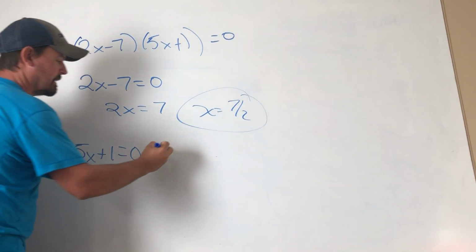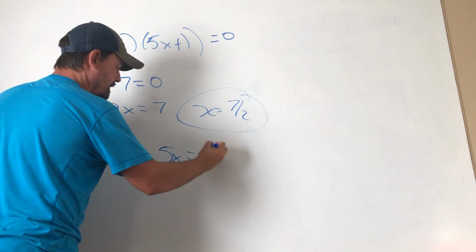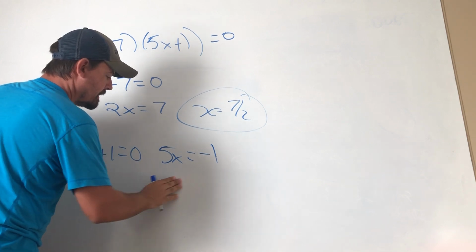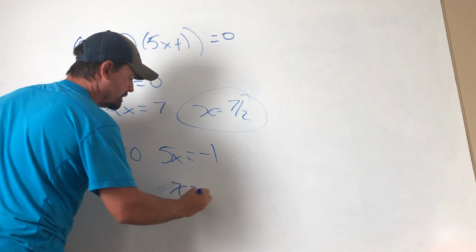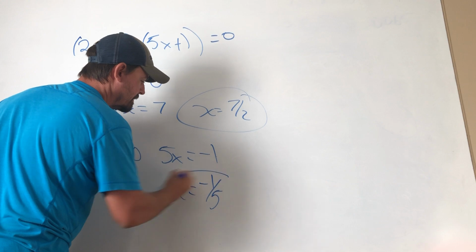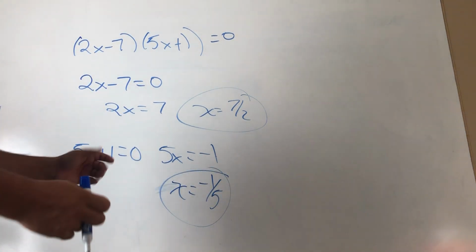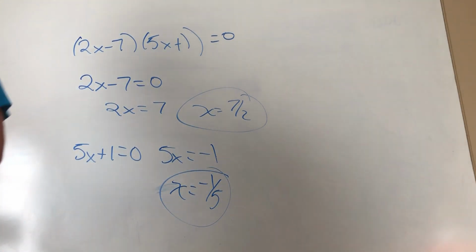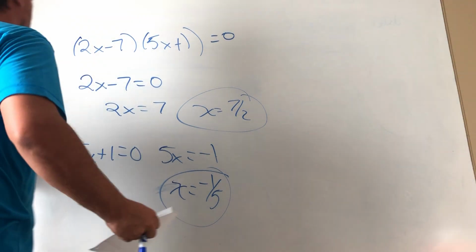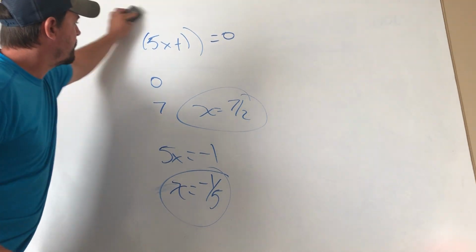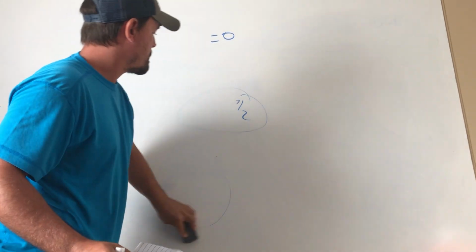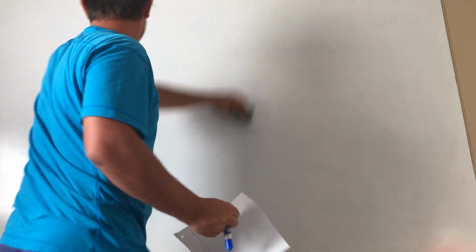But you also have to check this answer. I've got 5x equals negative 1. So here I get x equals negative 1 over 5. Those are your two answers. That's simple. No need to put that one in the quadratic equation. Okay. I'll look at my next one here.